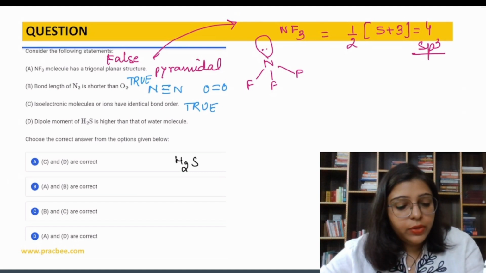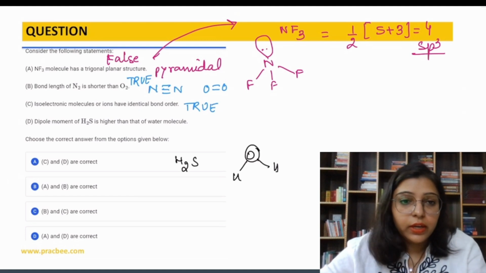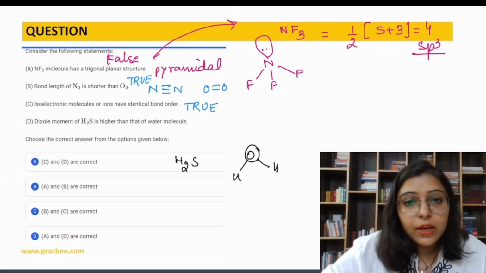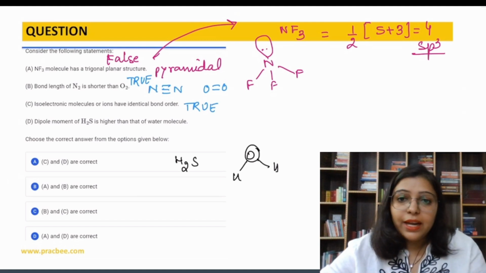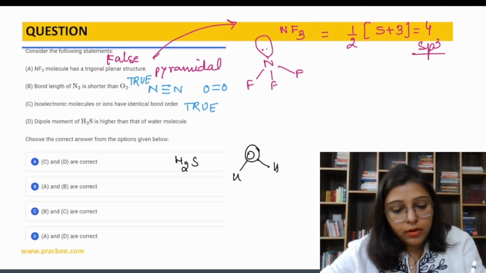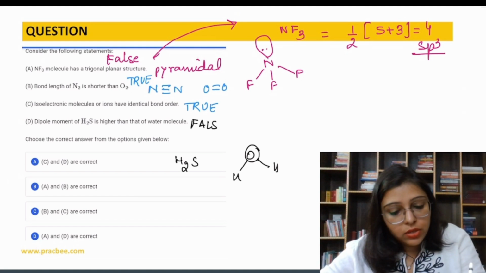No, it cannot be true. Why? Because oxygen, oxygen is more electronegative, so it has more tendency to pull the electron towards itself in comparison to sulfur. So that's why the dipole moment of H2S cannot be higher. So this statement is actually false.